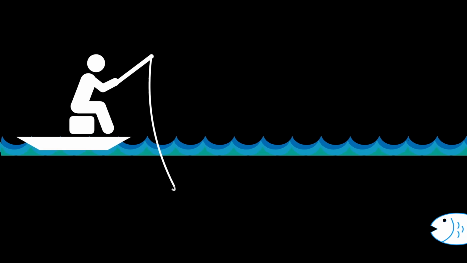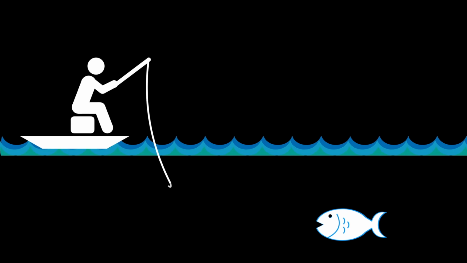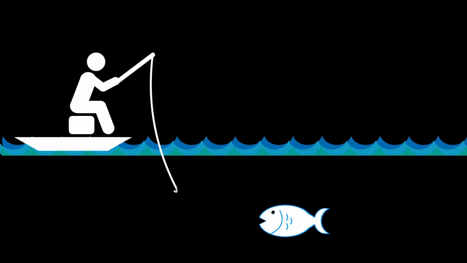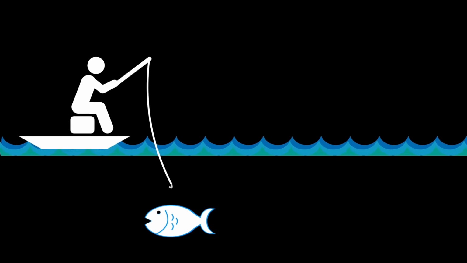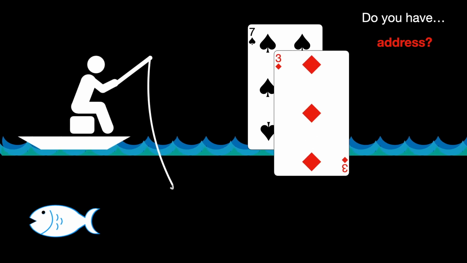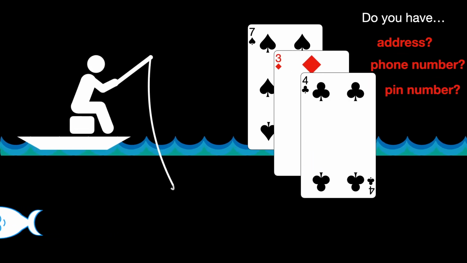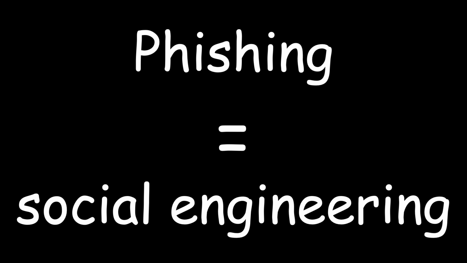It's not like fishing with an F, but it is analogous and similar to the card game Go Fish, where one player asks for a particular card from another player. In cybersecurity, phishing with a P is where the attacker is trying to get information such as an address, a phone number, a PIN number, or a birthday from the victim by either directly asking them or getting them to click on a link in an email. Phishing is a form of social engineering that hackers use to get information from you.